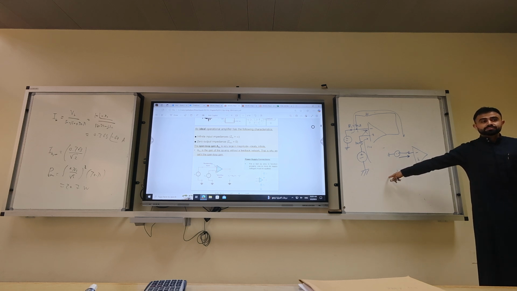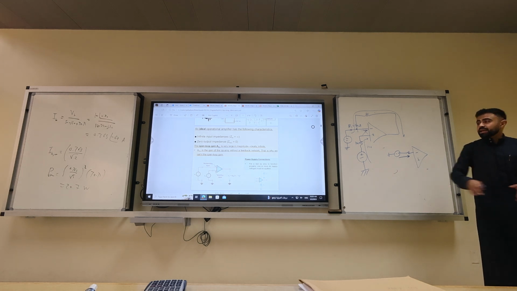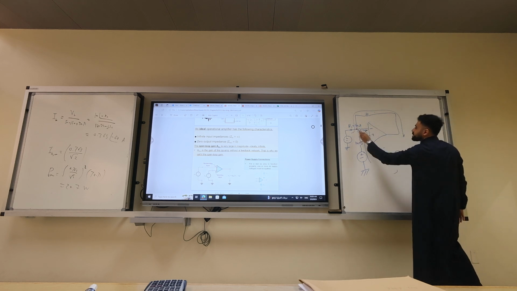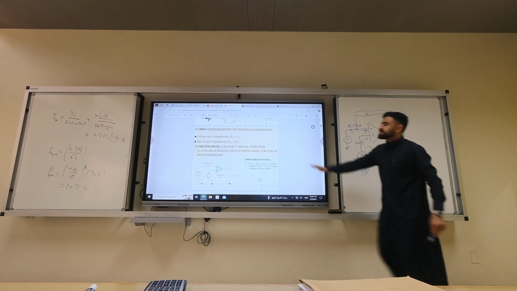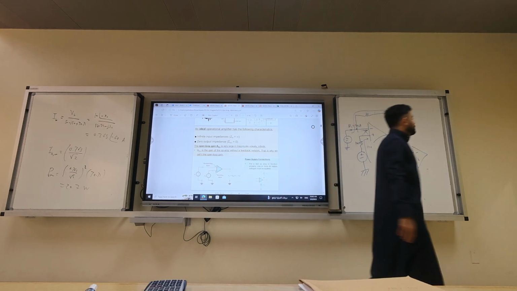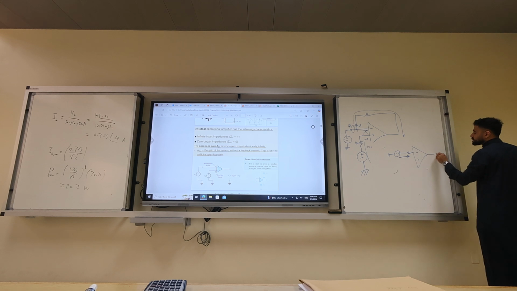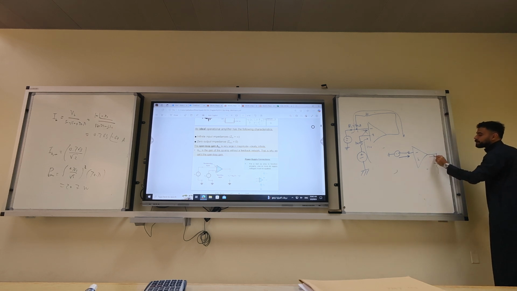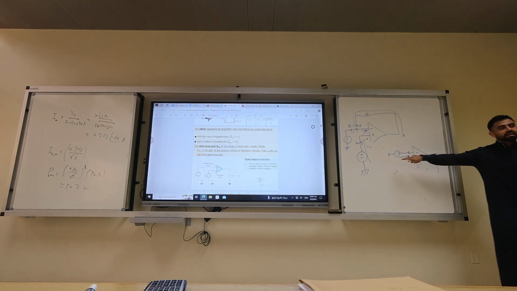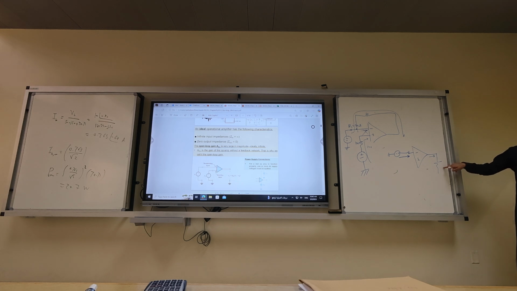Get it? It doesn't draw current. It passes whatever current is connected outside. No current goes inside. That's infinite input impedance. Zero output impedance means whatever you connect to it at the load, it's capable of providing whatever current it needs. Current comes out. No current goes in, but current comes out, no problem.